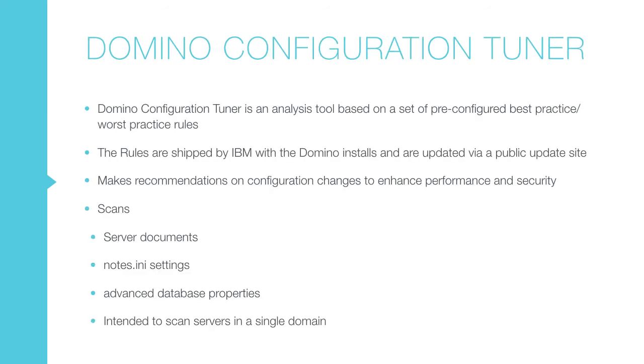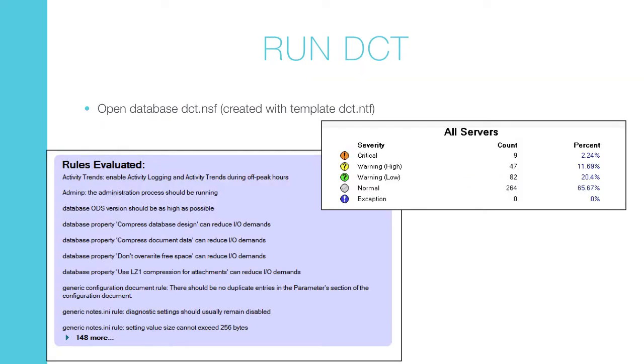So the final thing I want to just talk about is the Domino Configuration Tuner. This is an analysis tool based on a set of pre-configured best practice, worst practice rules that IBM ship and update. It makes recommendations on configuration changes to enhance performance and security. So it scans server documents, it scans notes.ini, it scans advanced database properties like ODS and full text indexing, and it's intended to scan servers in a single domain. So it can scan any servers in your domain. You can actually get it to scan servers in different domains, but we're not going to talk about that here.